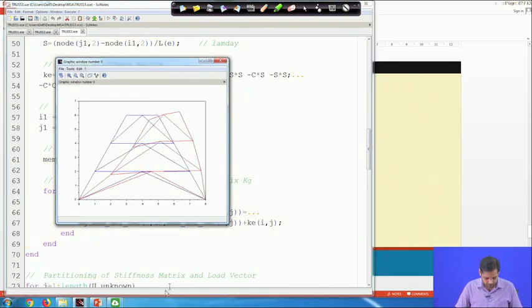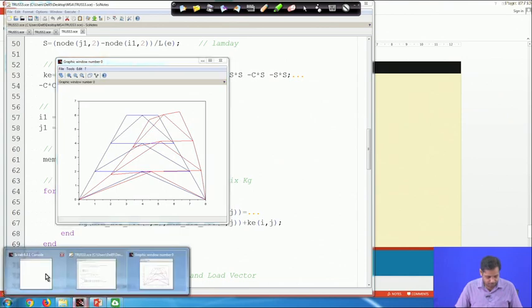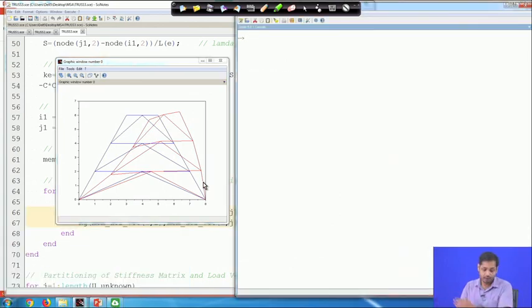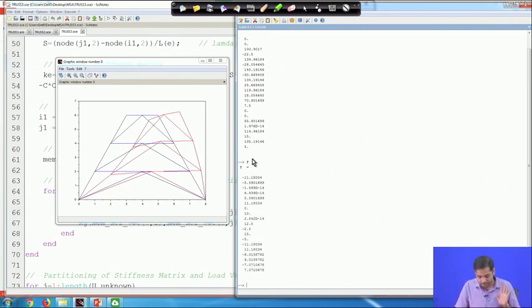If we solve it, this will be the solution. This is how the structure deforms, and these will be the different displacements at different nodes. You can see the displacements are very large. That is because we have taken a very arbitrary value of AE. And these are the member forces.